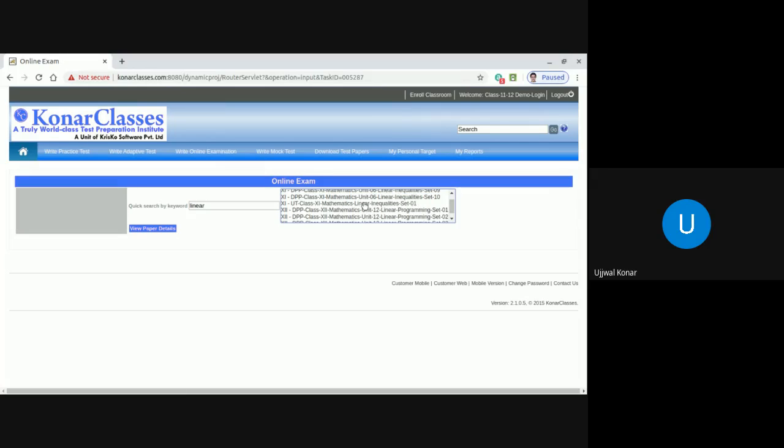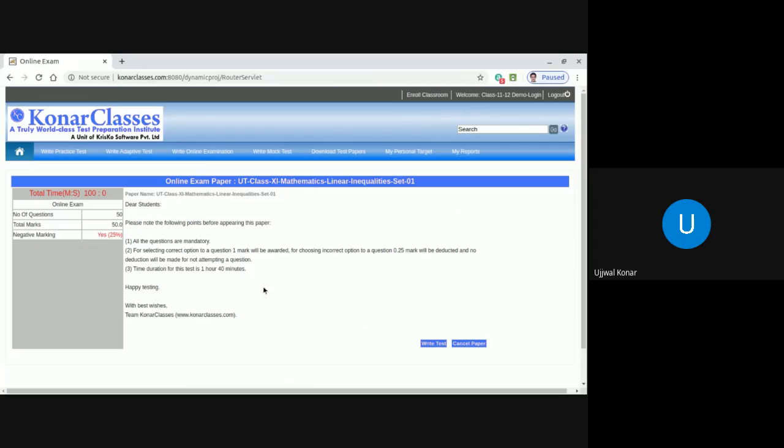Yeah, you see, there's the UTs. These UTs are actually time-bound tests. If I click here, dear students, you see it is a test containing 1 hour 40 minutes. All the questions are mandatory. First instruction. Second one is that for selecting the correct option to a question, 1 mark will be awarded.